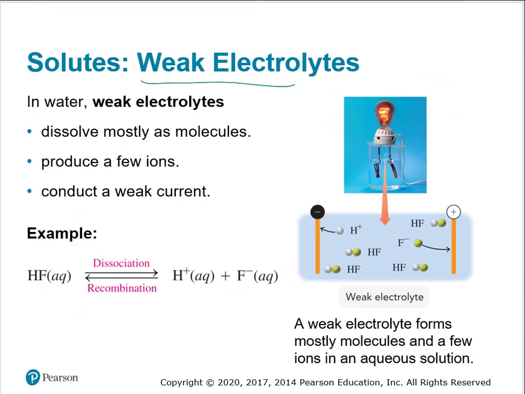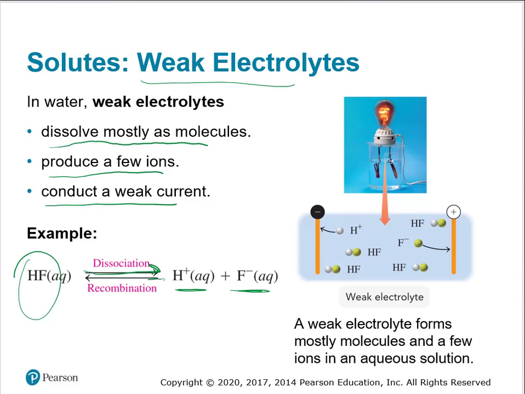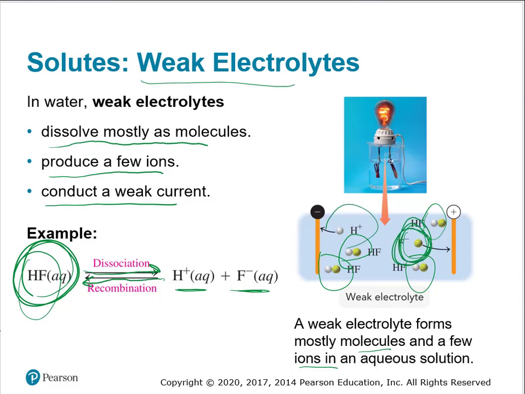We can also have a weak electrolyte, and a weak electrolyte dissolves mostly as molecules, not ions, produces a few ions, and conducts a weak current. Here's an example. HF. We can see that it dissociates into H+ and F- ions, but it's also going to go backwards to create HF, that molecule. A weak electrolyte forms mostly molecules and a few ions. So we can see in this picture we've got 4 HFs and 1 fluoride ion and 1 hydrogen ion. So that would be a weak electrolyte.